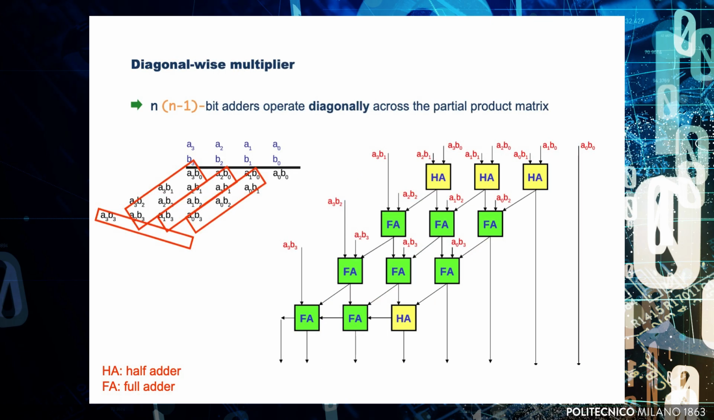The second architecture we examine is the diagonal-wise multiplier. From a logical point of view, it performs additions along the diagonals. In practice, instead of summing the terms of the partial products within the same row, the adders progressively shift to the next rows. The logical view is shown in the small image on the left, where each red rectangle represents an n-bit adder. This architecture uses n adders, each n-1 bit wise.